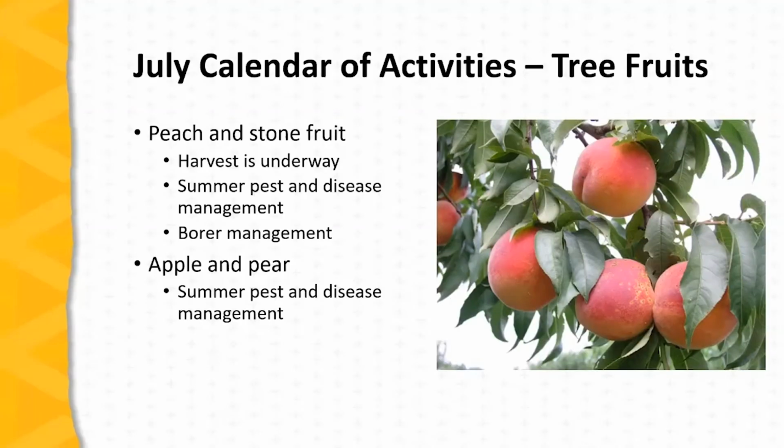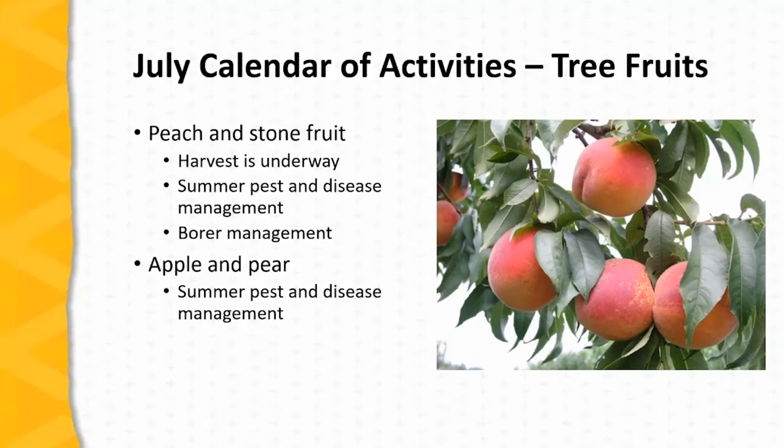Now let's move into the July calendar of activities for tree fruits. With peaches and other stone fruits, harvest is definitely underway. Early season peaches can ripen as early as the end of June in southeast Missouri, and we're well into harvest through the month of July across the state.